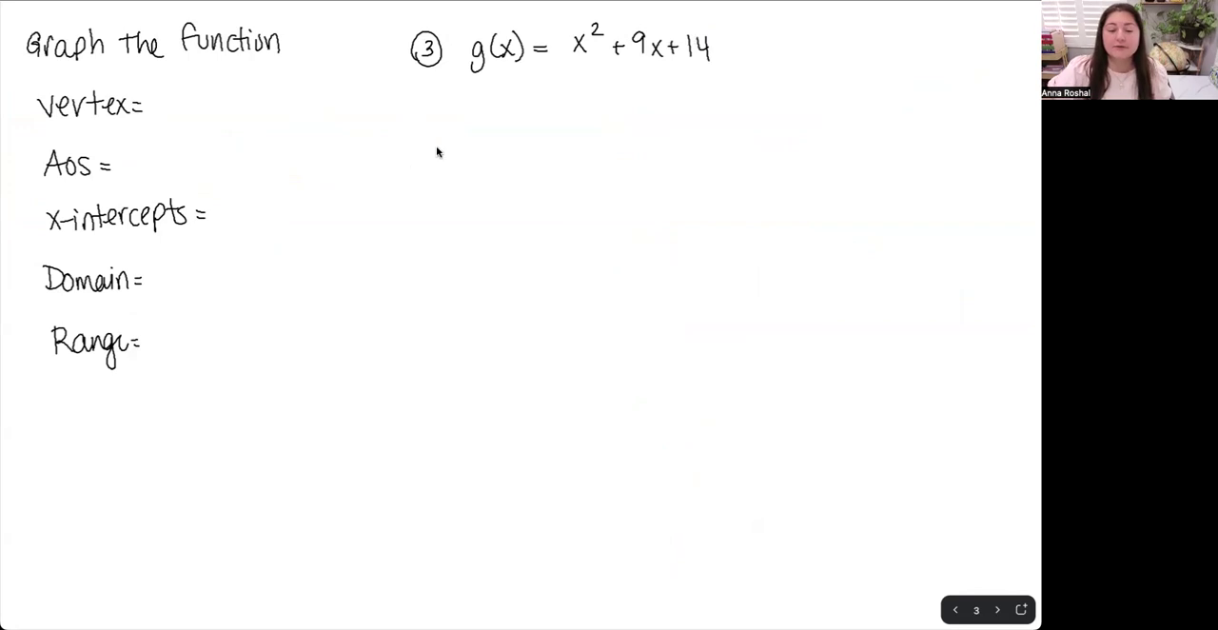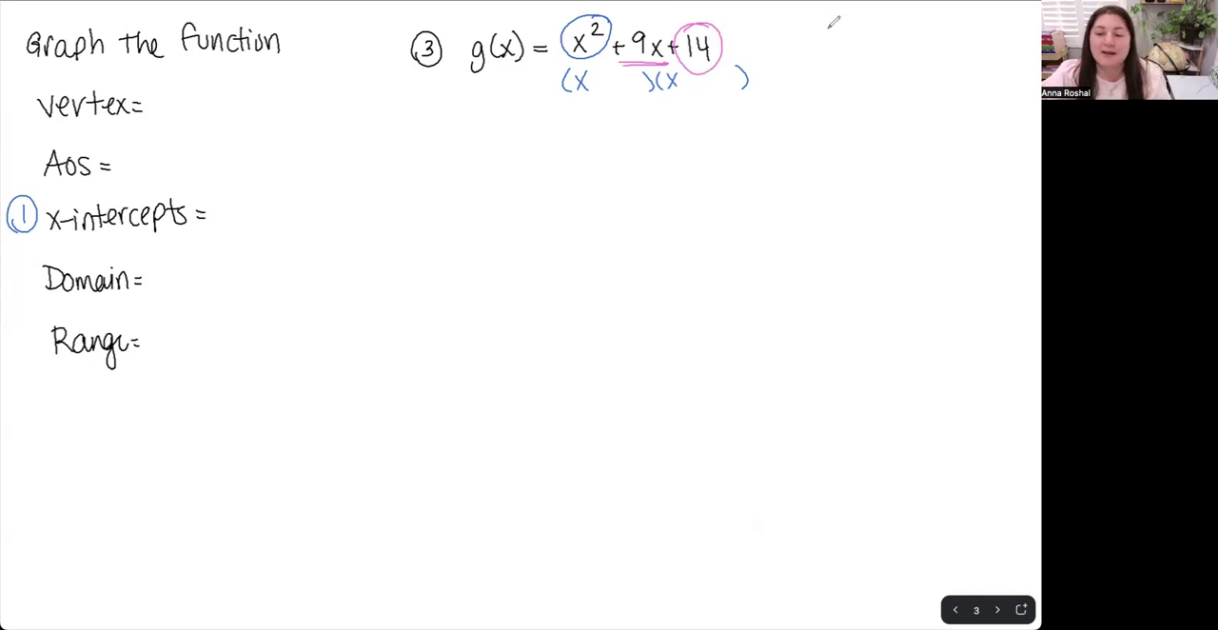So again, the very first thing that we're going to do is not find our x-intercepts, because this is not in intercept form. So we want to make sure that we get it into intercept form. And the way that we do that is we actually go in and factor it. So when we factor, we have to find the factors of my first term and the factors of my last term that add up to this middle term when we multiply it all the way through.